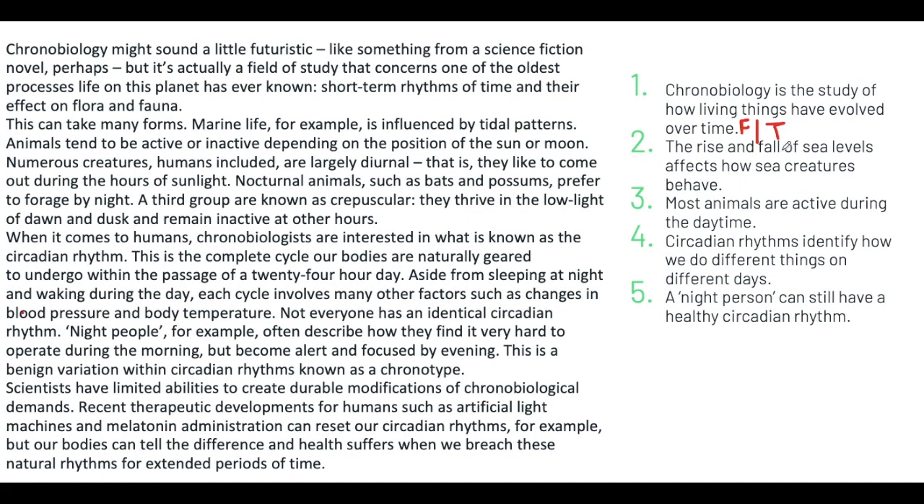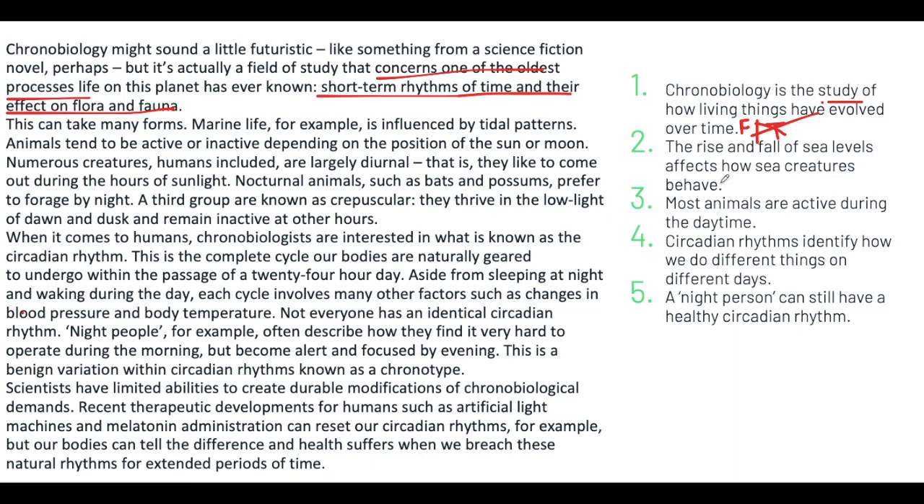that it's the study that concerns one of the oldest processes of life on this planet, and short-term rhythms of time and their effect on flora and fauna. Okay. What is your final answer for this? False or true? I would go with false only because the evolvement part over time is not mentioned. Correct, I was going more towards false. Right. Okay, what about the second?